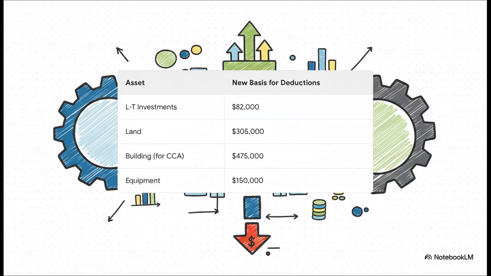And don't forget the second part of the prize. Thanks to those strategic elections, our assets now have a higher tax basis. This step up is incredibly valuable. It means the new owner gets to claim bigger and better tax deductions, like depreciation, for years into the future, creating a powerful long-term tax shield.